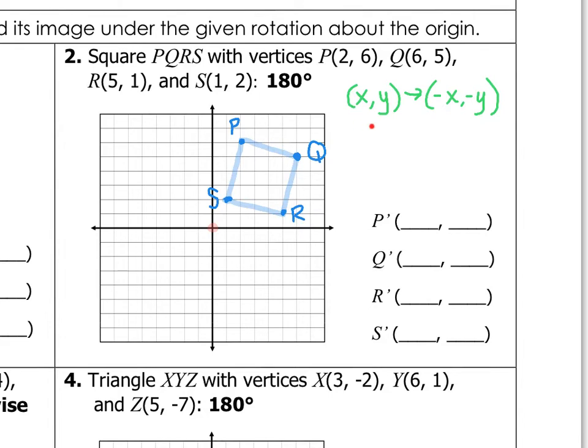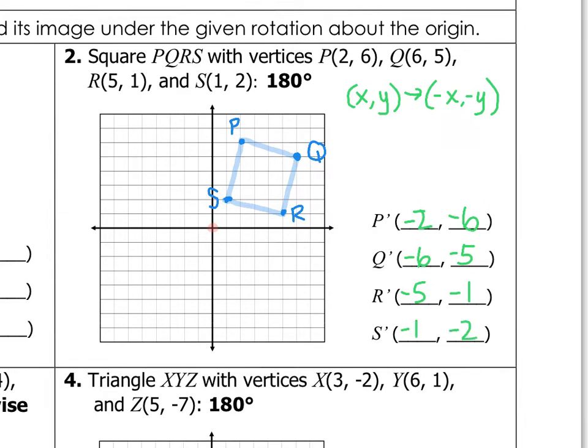Or the shortcut route is you can take the coordinates and negate them. It just puts it into a completely different quadrant. So our first point is 2, 6. To negate both of those, it would become -2, -6. Q prime would become -6, -5. R prime is -5, -1. S prime would be -1, -2.